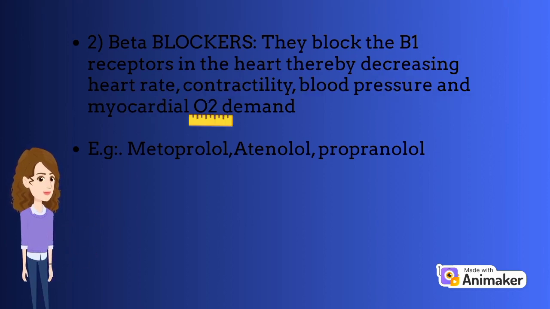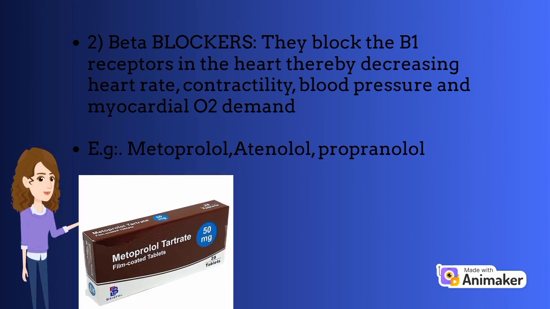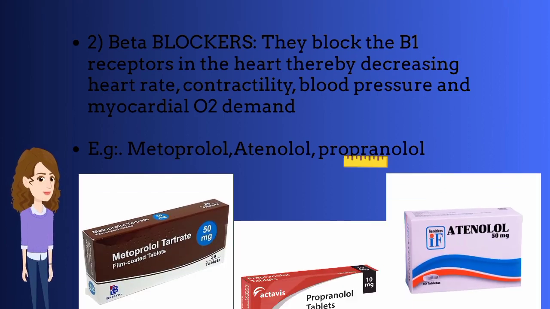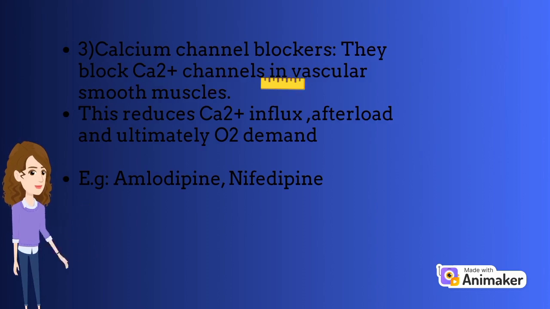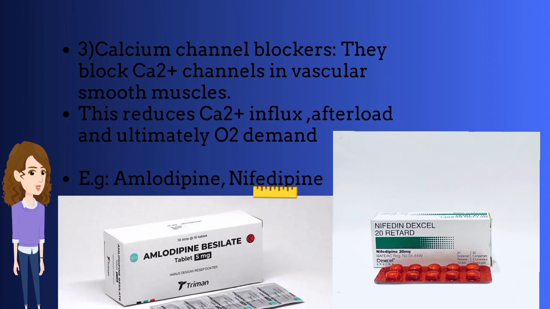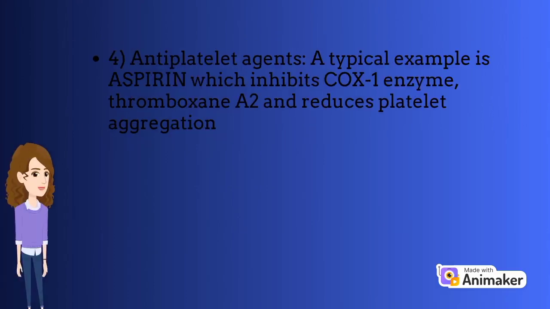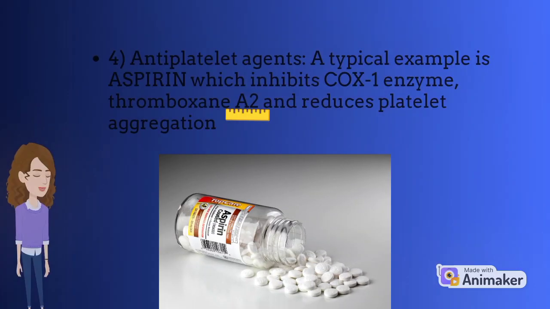Beta blockers block the beta-1 receptors in the heart, thereby decreasing heart rate, contractility, blood pressure, and myocardial oxygen demand, e.g. metoprolol, atenolol, propranolol. Calcium channel blockers block calcium channels in vascular smooth muscles. This reduces calcium ion influx, afterload, and ultimately myocardial oxygen demand, e.g. amlodipine, nifedipine. Antiplatelets, a typical example is aspirin, which inhibits COX-1 enzyme, thromboxane A2, and prevents platelet aggregation.